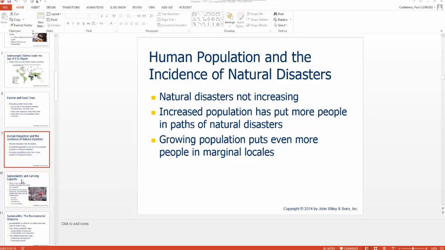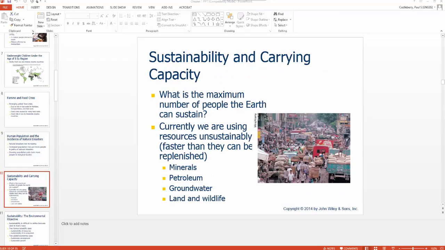So in that vein, let's look at something called sustainability and carrying capacity. So the question is, how many can we hold? How many people can we hold on the planet? Well, a sustainable human population can only be reached when the resources that support this population are used in a sustained way. Currently, many of our resources that you see here, such as minerals, petroleum, groundwater, land, and wildlife, are not being utilized in a sustainable manner.